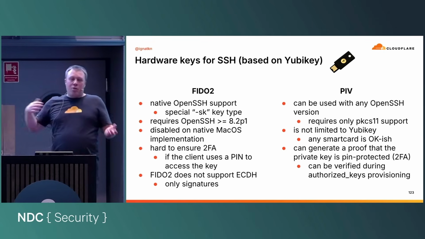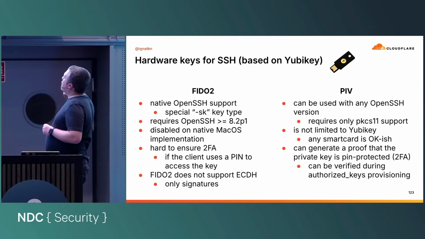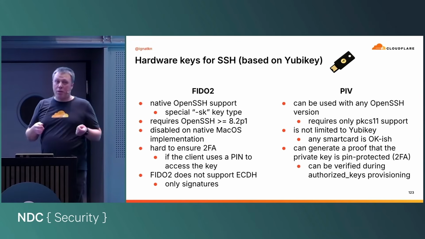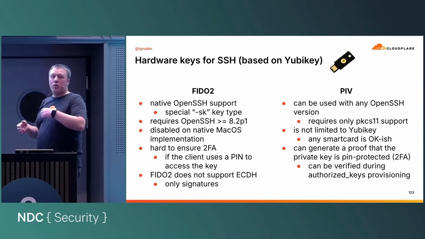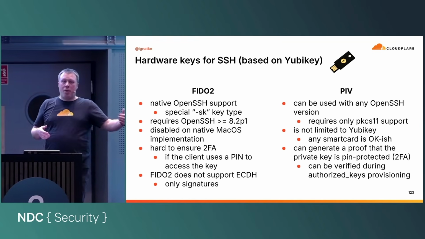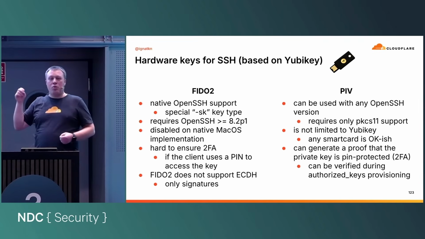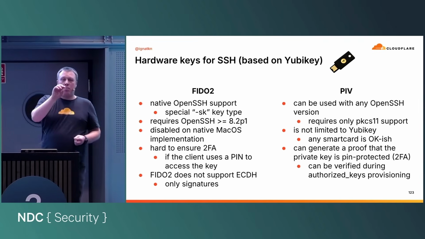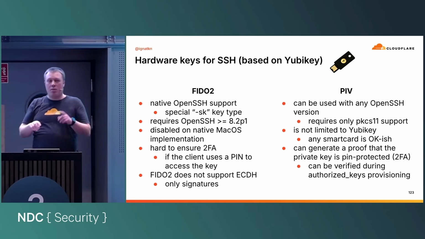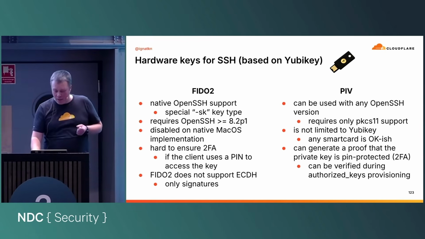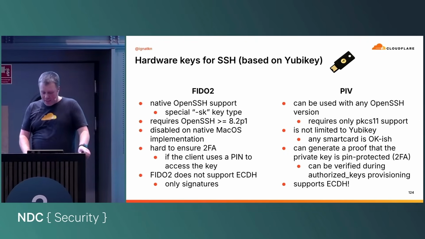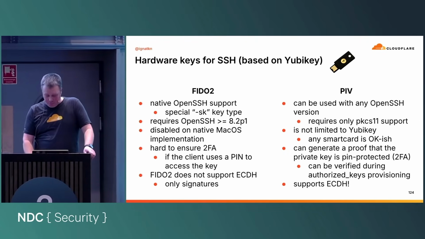The nice thing, at least on YubiKey, is that with a PIV key you can generate a proof that the private key is PIN protected. So you get proper 2FA here. For example, during our provisioning process, when we provision users' public keys, we verify that proof. Users can only provision their public keys to access production if they are PIN protected. So we enforce 2FA in this way. And the nice thing is that PIV itself supports ECDH, right?